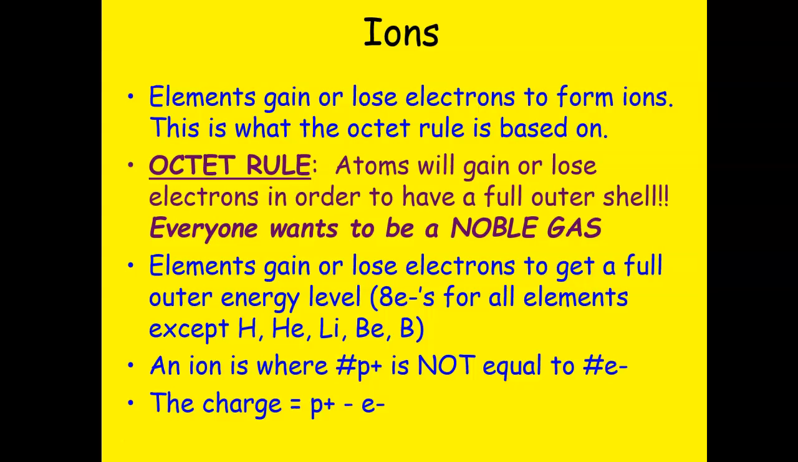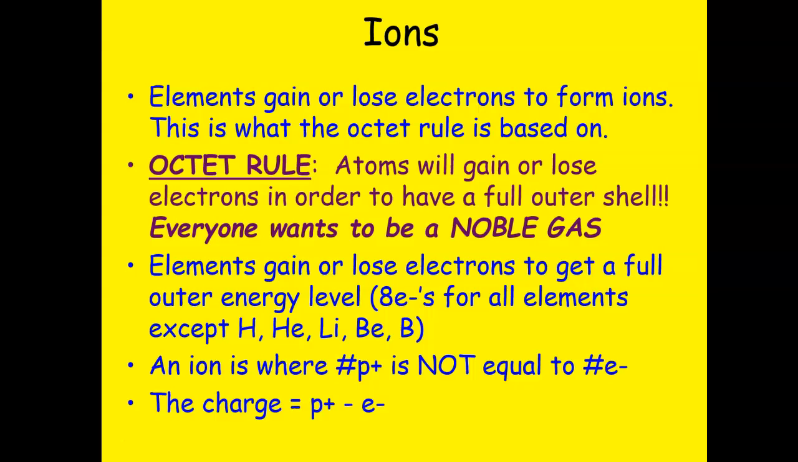The phrase, everybody wants to be a noble gas, is something to remember in order to remember what the octet rule is. So, octet means 8. That means that when you have 8 valence electrons, again, valence electrons are the electrons in its outermost shell, the farthest away from the nucleus. The maximum number that any atom wants to have is 8 in order to be happy. And that is why they form ions.